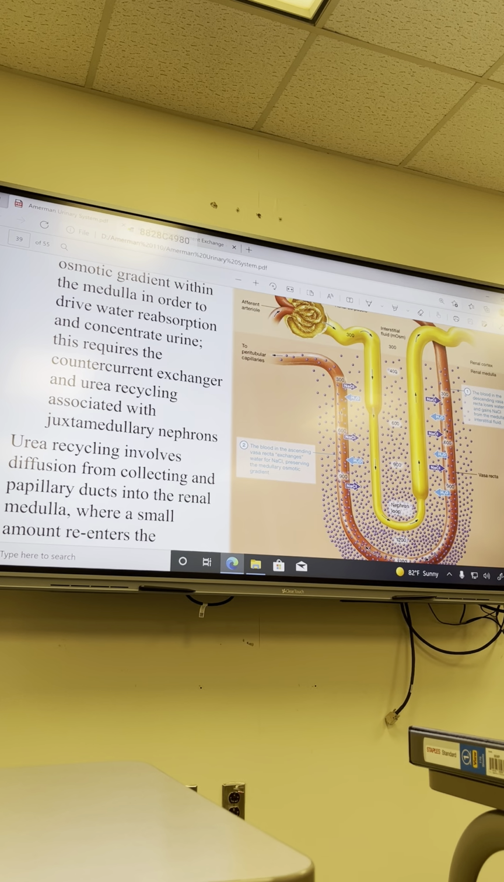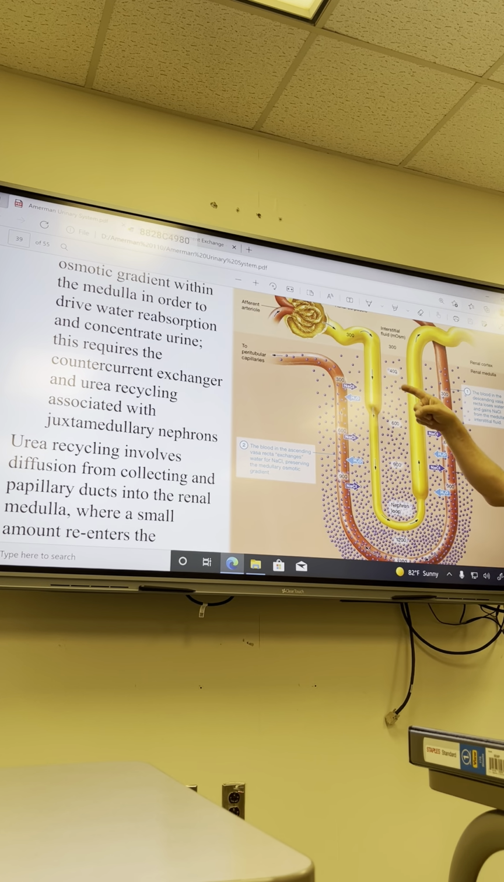Now, all of this stuff that's being lost, fluid that's being pulled out, for example, has to be then picked up by these peritubular capillaries that are surrounding it, right? That's how we get all the material back into circulation, right?